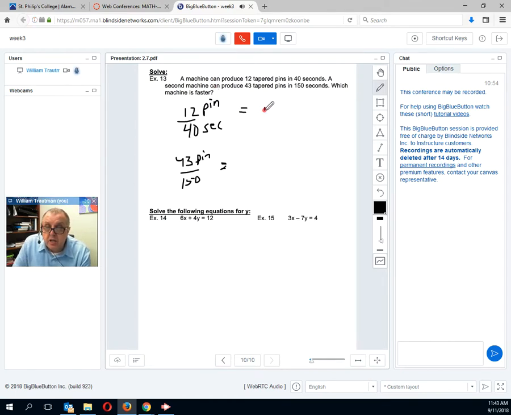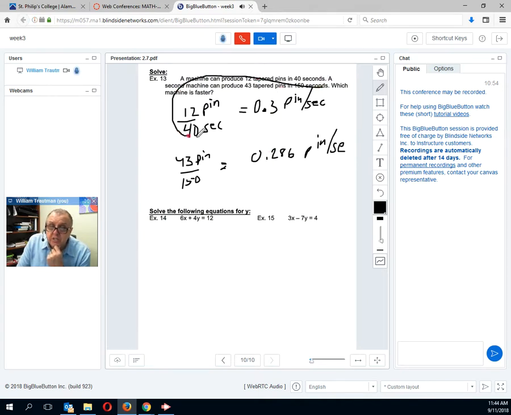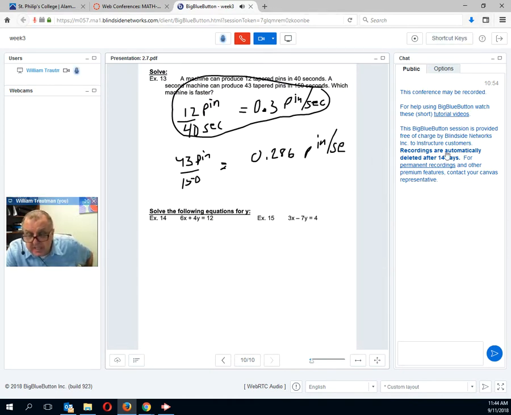The answer is 0.3 pins every second, right? The pins on top, seconds on the bottom. This one is 43 divided by 150, which is 0.286 pins every second. So which one is faster? Which was the largest number of pins per second? 0.3 is larger than 0.286. So this is the fastest one. This is the larger one. So that's it. That's 2.7, 3.1, and 3.2.